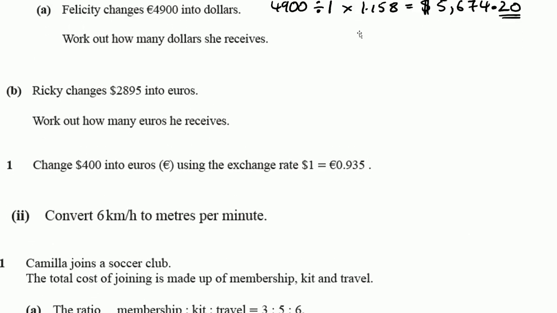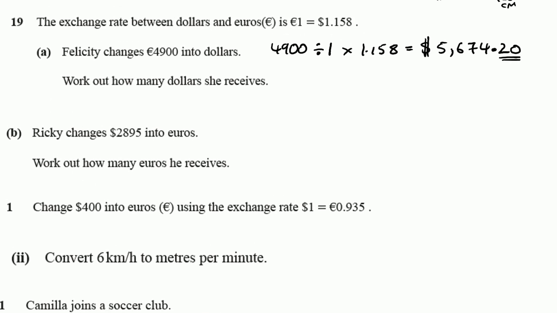Ricky changes $2,895 into euros, and I want to work out how many euros he receives. Works the same way as all the others. I have to divide to get away from my dollars. I'm dividing by the dollars number. I have to multiply to get into euros, and I'm multiplying by the euros number. So I'm dividing by 1.158, and I'm timesing by 1. So 2,895 divided by 1.158 and then times by 1 gets me 2,500 euros.